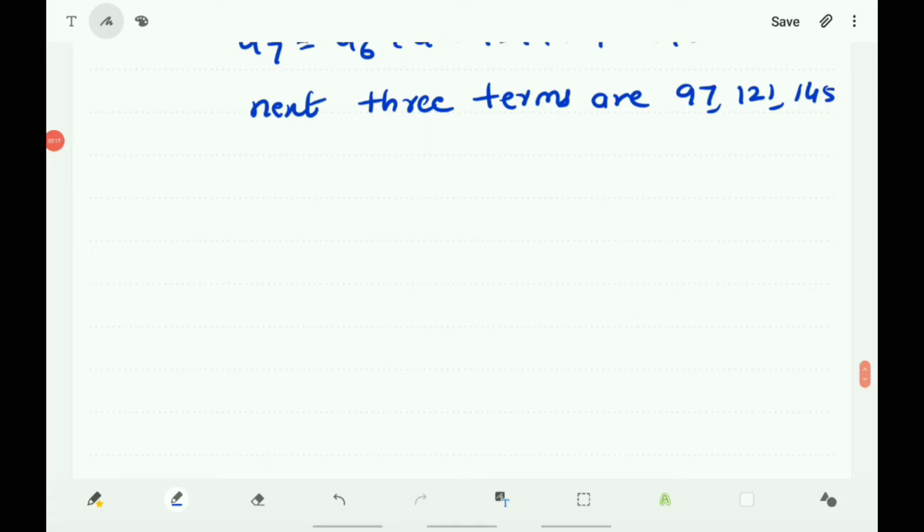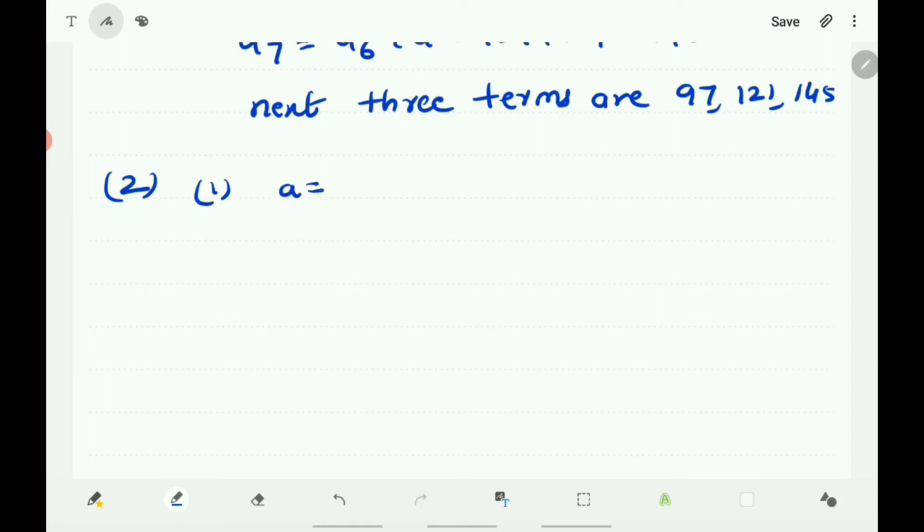So let us take the second main questions. Second main: write the first four terms of the AP when the first term A and the common difference D are given. Here you consider the first one. Here the first term A is given and the common difference D is given.